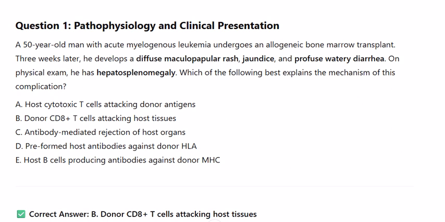C. Antibody-mediated rejection of host organs. D. Preformed host antibodies against donor HLA. E. Host B cells producing antibodies against donor MHC. B. Donor CD8 plus T cells attacking host tissues.